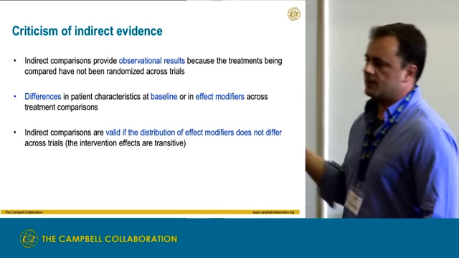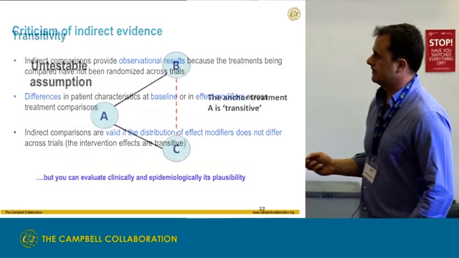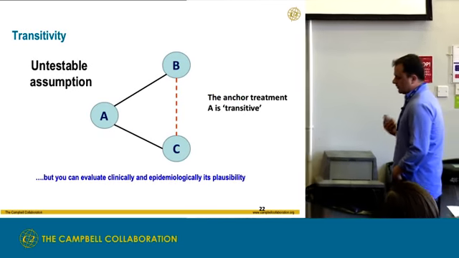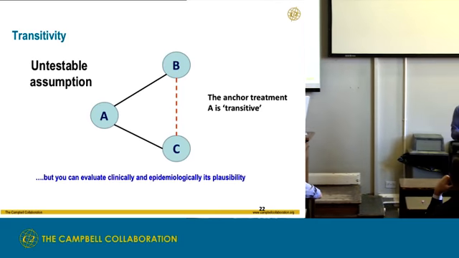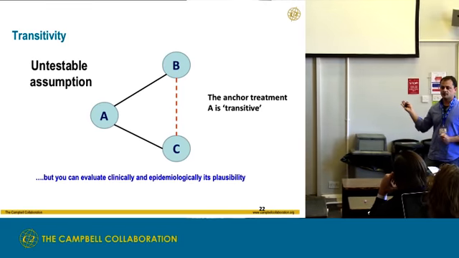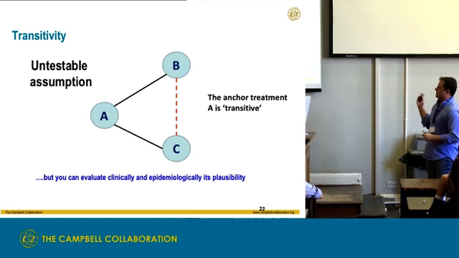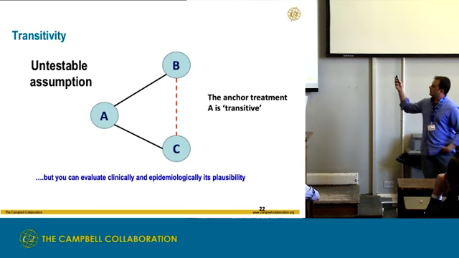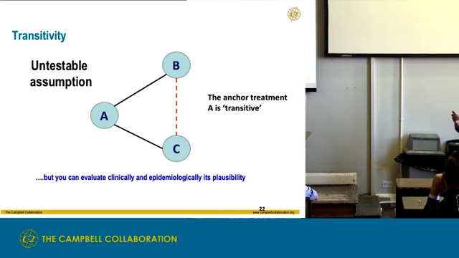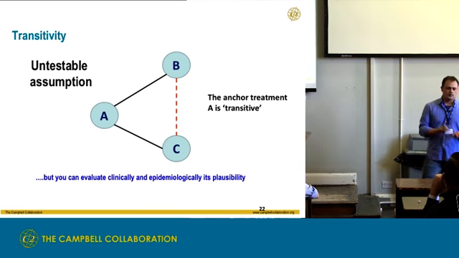Well, I'll describe this limitation in more detail in the next slides. So actually, any model is based on some assumptions. If the assumptions are valid, then the model is good. And the main assumption of network meta-analysis is that of transitivity. That means that I can learn about B and C via A. And it's an untestable assumption, but can be evaluated clinically and epidemiologically.